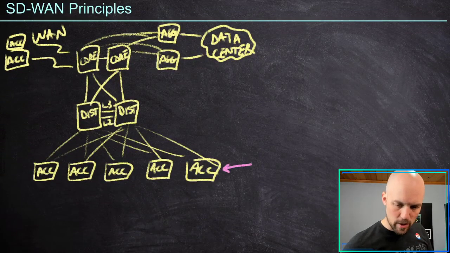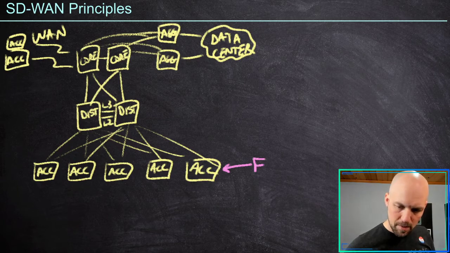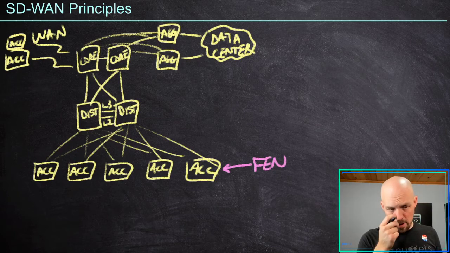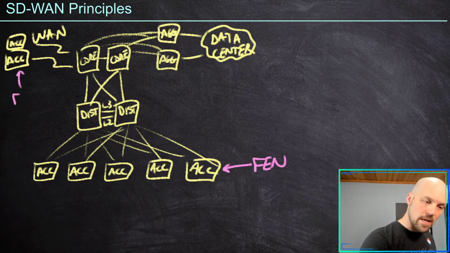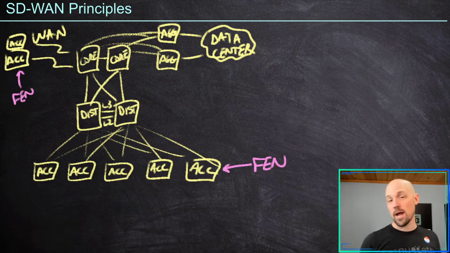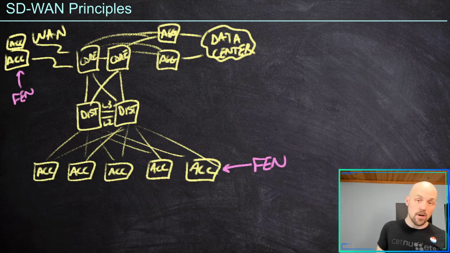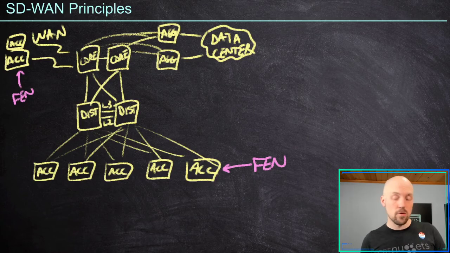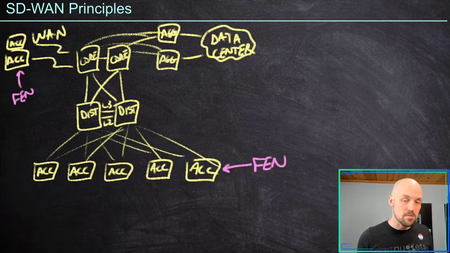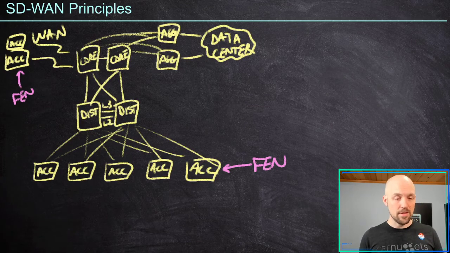These access layer switches are going to become fabric edge nodes. Same thing up here. We can have fabric edge nodes that exist across a WAN. As long as we meet certain metrics on our wide area network, then we can make those part of the fabric. And pretty much everything else is the underlay at this point.